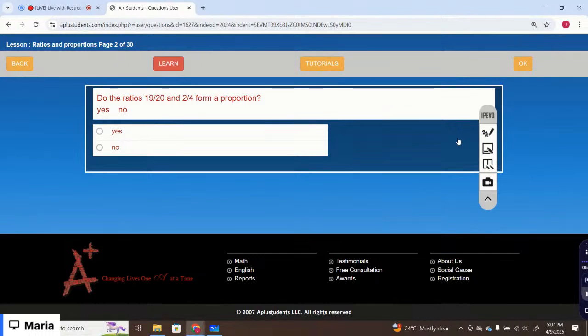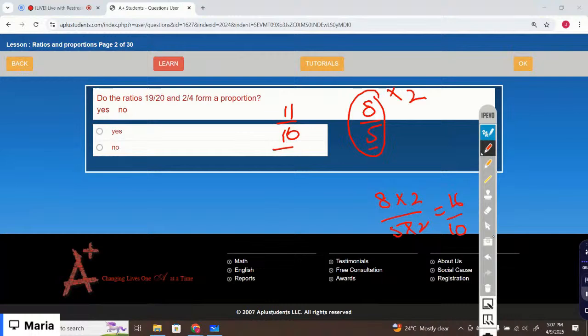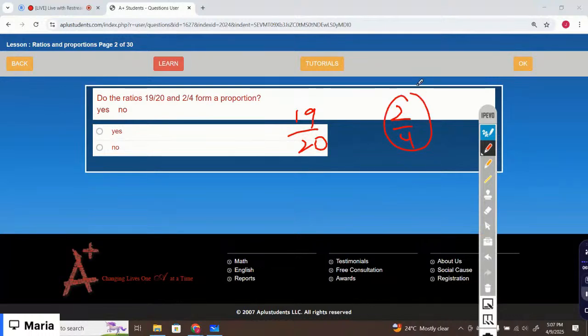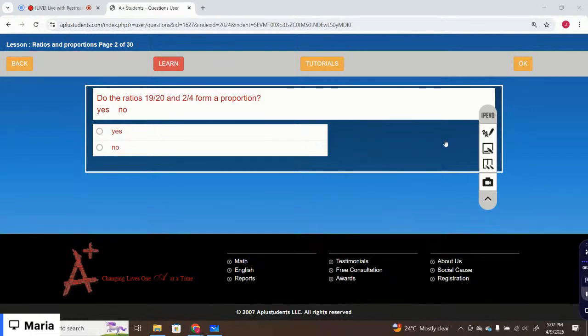Do the ratios 19 over 20 and 2 over 4 form a proportion? So let's just make their denominator same. You have to multiply this fraction by 5. That is 10 over 20. Still their numerators are different. So no, they do not form a proportion.